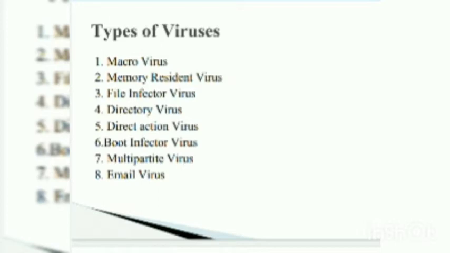Now the next virus is file infector virus. A file infector virus attacks a file and deletes the information it may contain. These viruses simply replace the content present in the infected file with junk content. Next virus is directory virus. Directory, that is the folder.